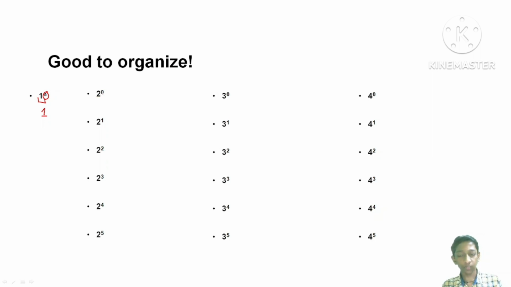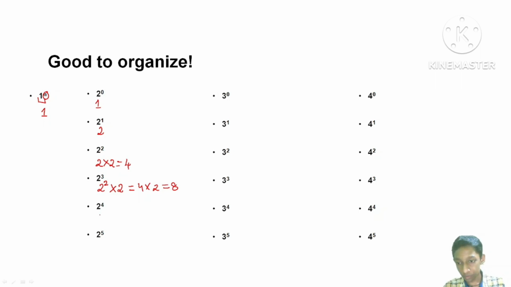2 raised to the power of 0, any number raised to the power of 0, the answer will be 1. 2 raised to the power of 1 is 2 itself. 2 raised to the power of 2 is 2 into 2, which equals 4. 2 raised to the power of 3 can be written as 2 raised to the power of 2 into 2, which equals 4 into 2, which equals 8.